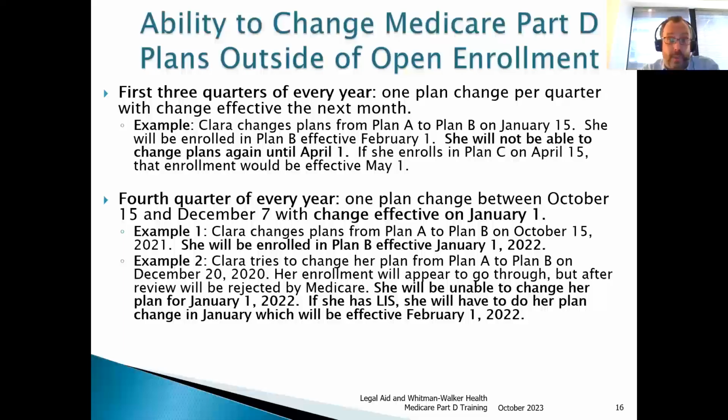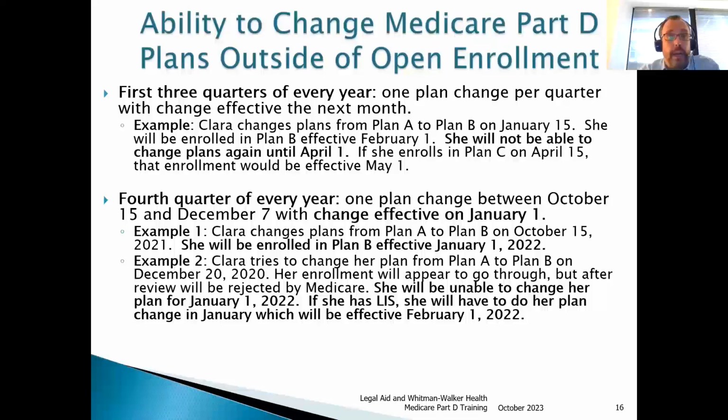For the first 3 quarters of every year, enrollees who are in the low-income subsidy are now able to change their plan once per quarter, but only once per quarter. And that plan change will be effective the first of the following month. So, as an example, Clara changes her plan from Plan A to Plan B on January 15th. She'll be enrolled in Plan B effective February 1st, but she cannot change her plan again until the following quarter, which would start on April 1st.